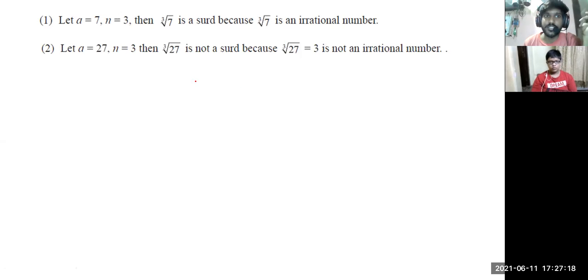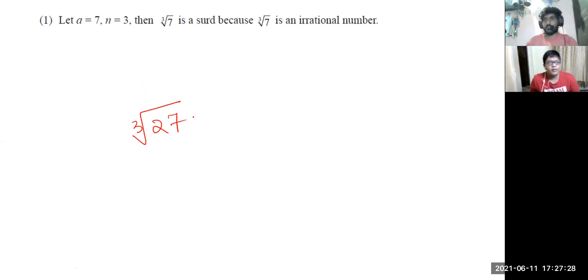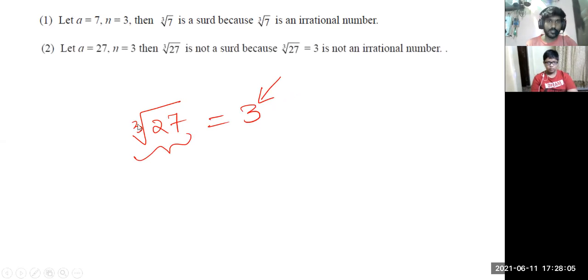Let's see the second one. A is 27, n is 3. So you have cube root of 27. Now you tell me, is this a surd or not? And give me the reason also why it is not or why it is a surd. What is cube root of 27? It's 3. And what is 3? It's rational. So is this a surd? No, it is not a surd. Good.